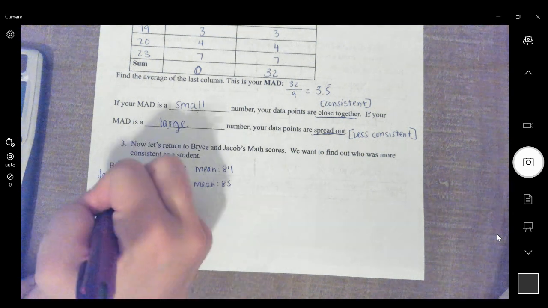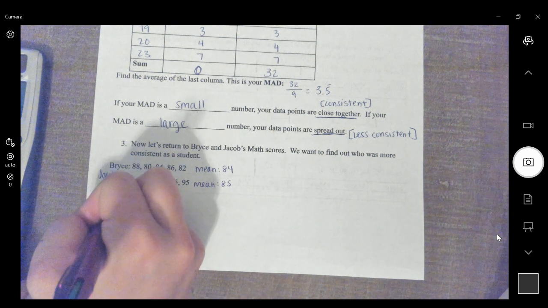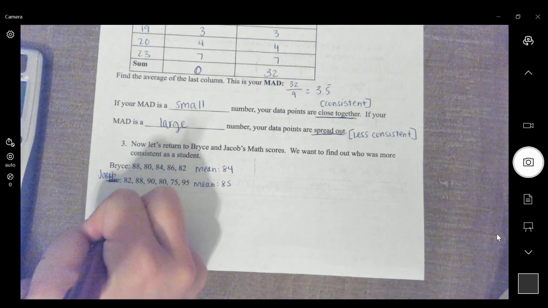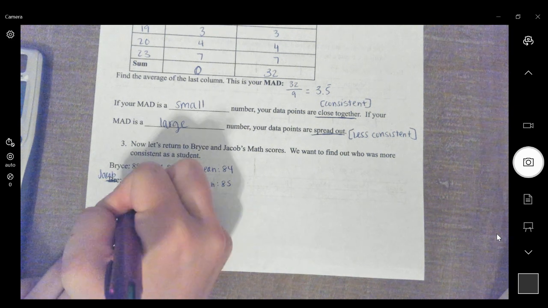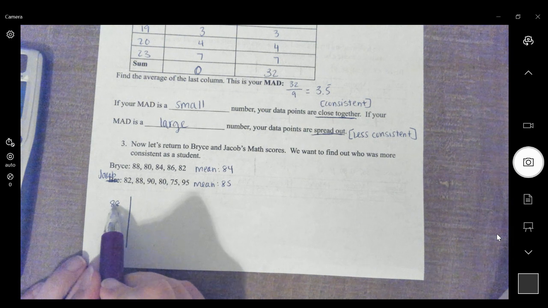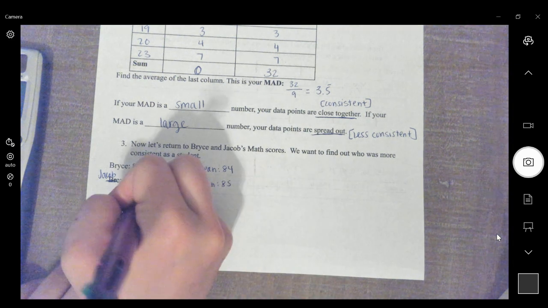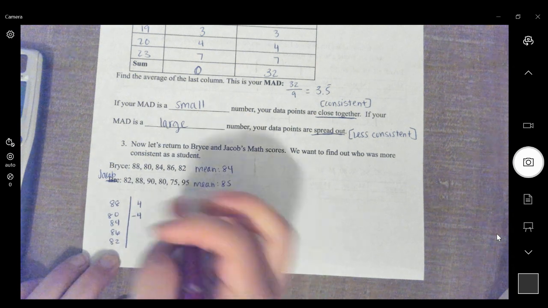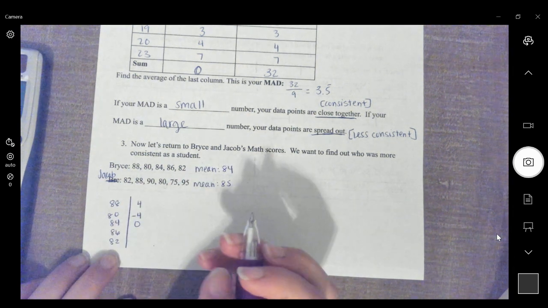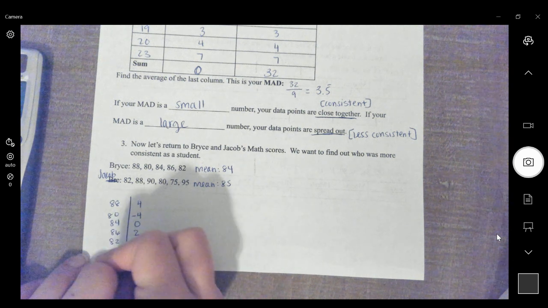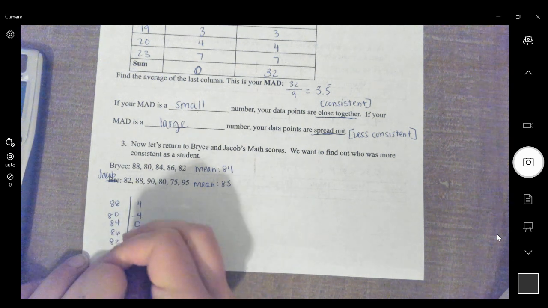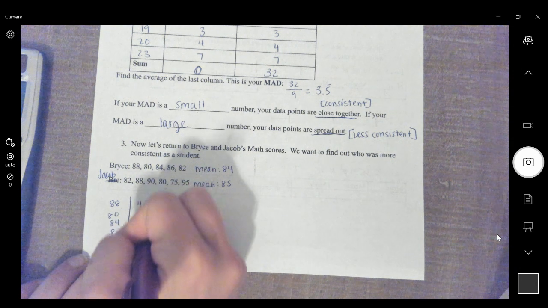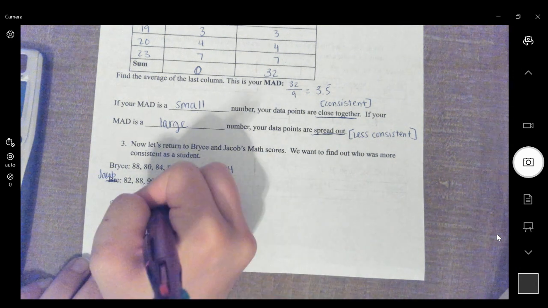So I'm going to do Bryce first. Write down his data points. And then I'm going to subtract each of these from the mean. So 88 minus 84 is 4. 80 minus 84 is negative 4. 84 minus 84 is 0. 86 minus 84 is 2. And 82 minus 84 is negative 2. And then I'm going to make all of this positive.